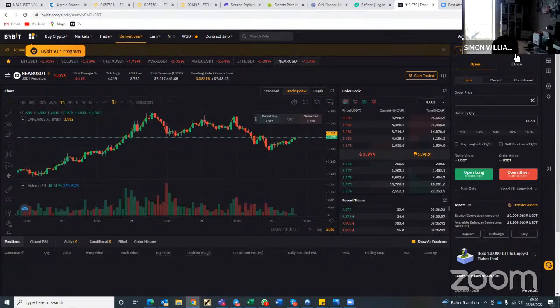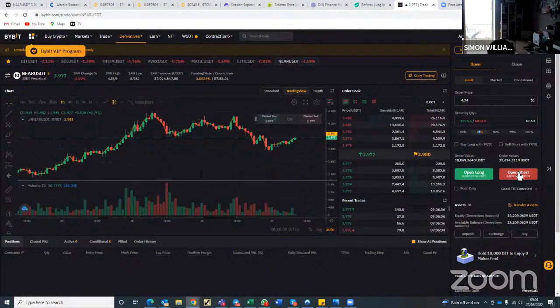So I am selling short NEAR USDT. My order price, the first one was 4.24. I'm trading 25% of my entire account. Entry price is 4.24. I'm at 7x leverage, and I'm going to open that short.